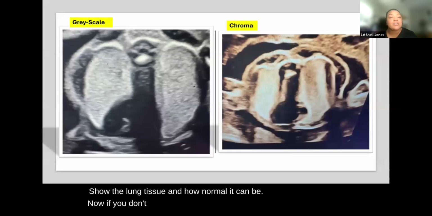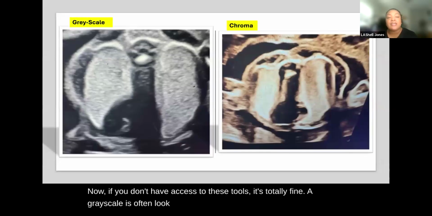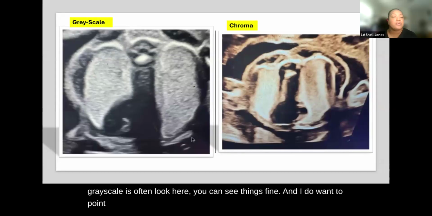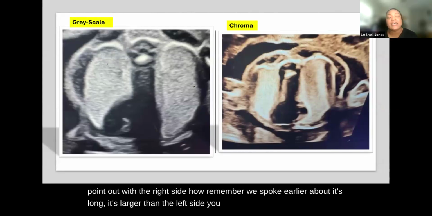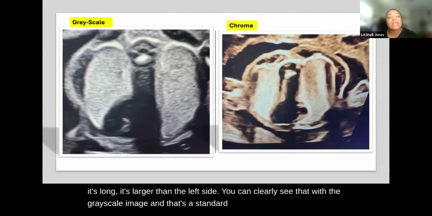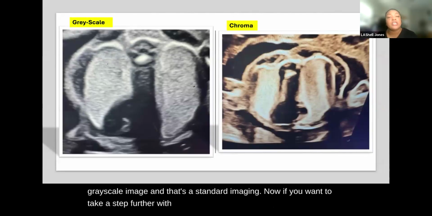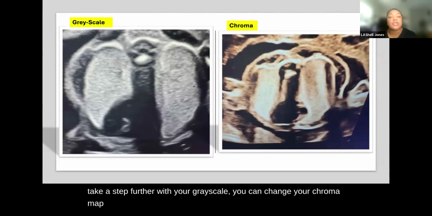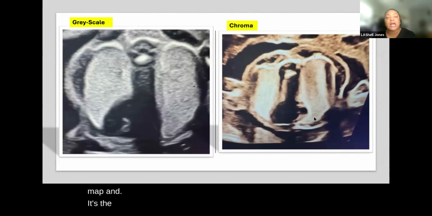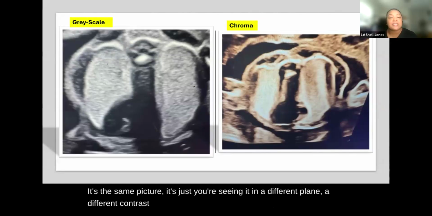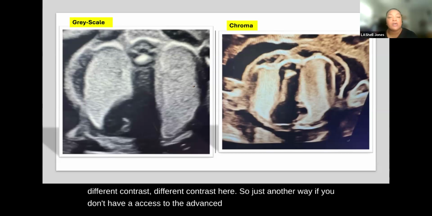Now, if you don't have access to these tools, it's totally fine. Grayscale is often, look here, you can see things fine. And I do want to point out with the right side, remember we spoke earlier about how it's larger than the left side. And you can clearly see that with the grayscale imaging. That's standard imaging. Now, if you want to take a step further with your grayscale, you can change your chroma map. It's the same picture, it's just you're seeing it in a different contrast. So just another way. If you don't have access to the advanced tools, your grayscale works fine.